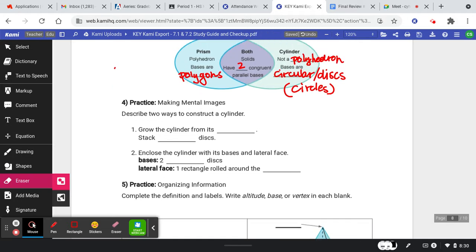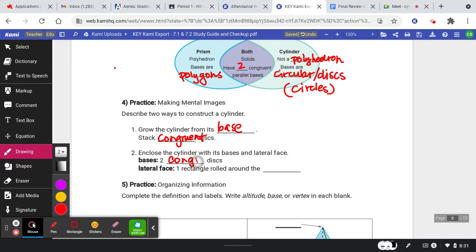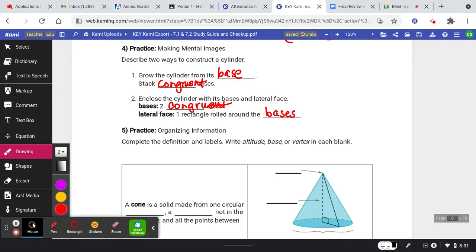Keep that in mind. So we grow the cylinder from its base when we're picturing it being formed, because it's stacked with congruent discs. Picture that being grown. And then we enclose the cylinder with its bases and its lateral face. The two bases are congruent discs. The top and the bottom are congruent. And then the lateral face is like a rectangle rolled around those bases. So picture if I took a rectangle and rolled it around, it would make that circular shape around the two bases. So that's a cylinder.